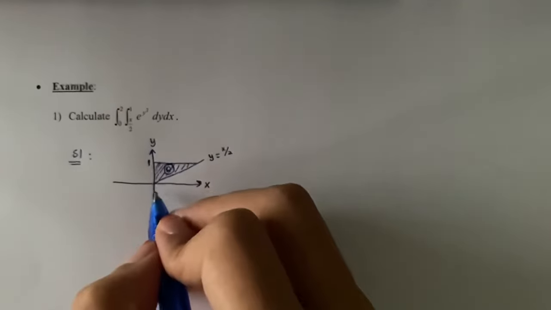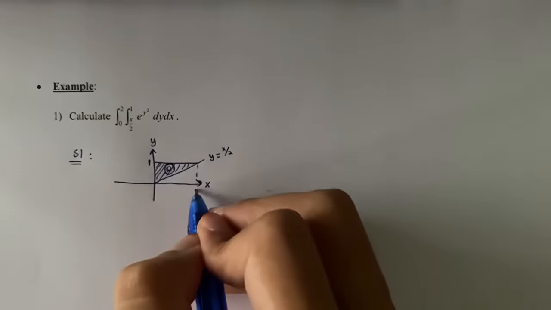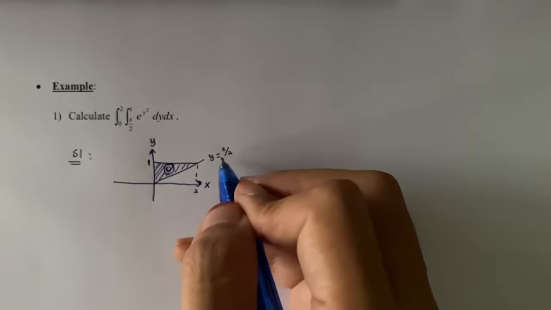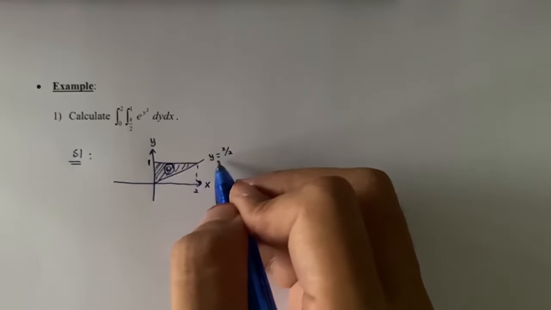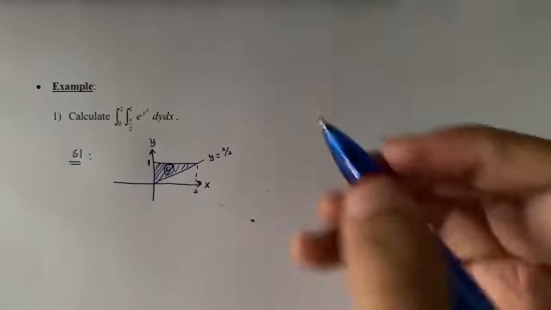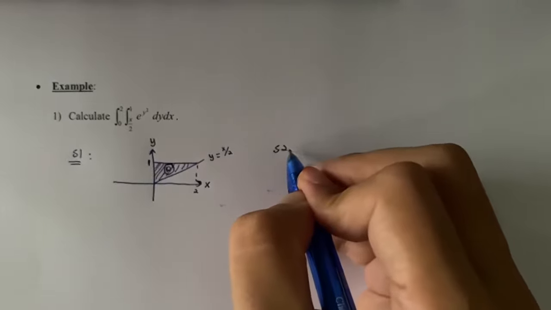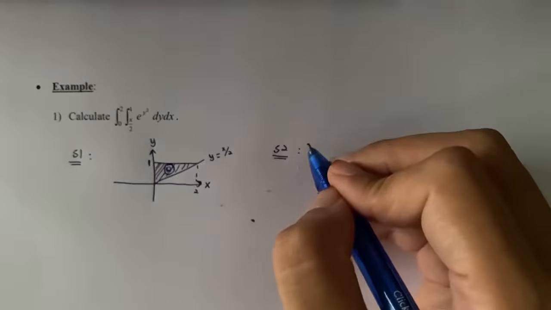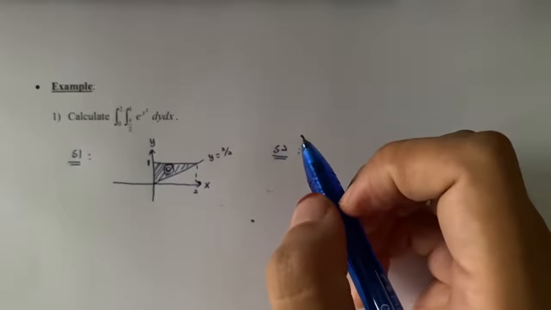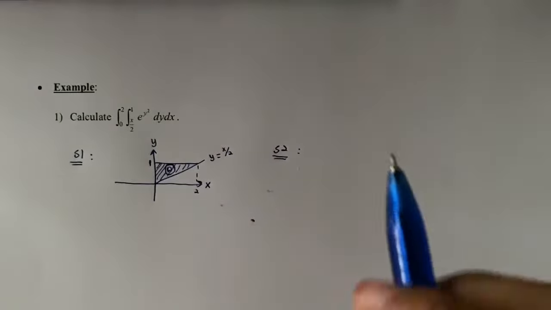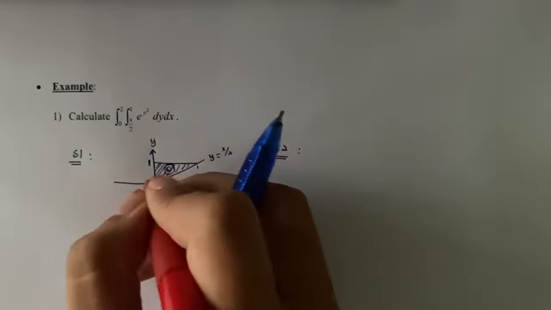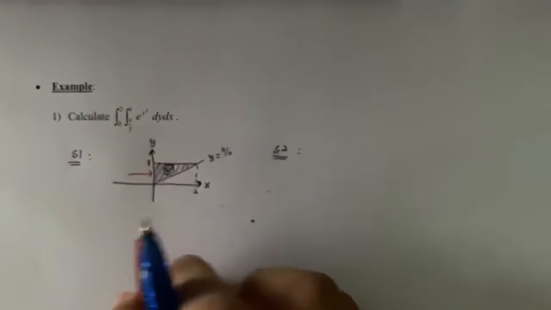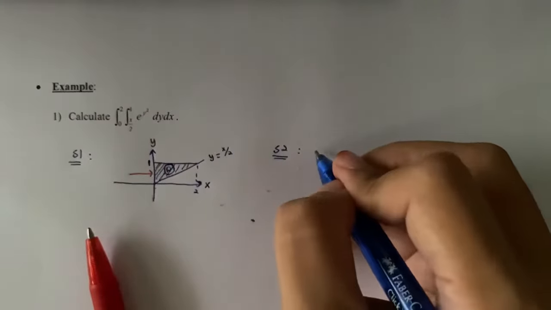And the x limit is from 0 to 2. If you substitute y equal to 1, your x is equal to 2. So this is the limit. The second step is to find your x limit. Since you have type 2, for the x limit, use the horizontal line. So it enters from here, which is x equal to 0.